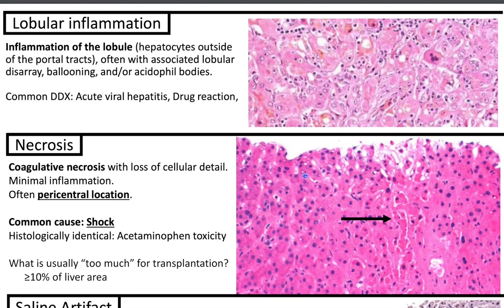Lobular inflammation. So remember, the liver is broken down into 3 zones. Zone 1 is the portal tracts. Zone 3 is the central vein, and zone 2 is mainly where your lobular inflammation is. You'll have these hepatocytes outside of the portal tracts with associated lobular disarray, ballooning, and/or acidophil bodies. Your differentials include acute viral hepatitis and drug reaction.